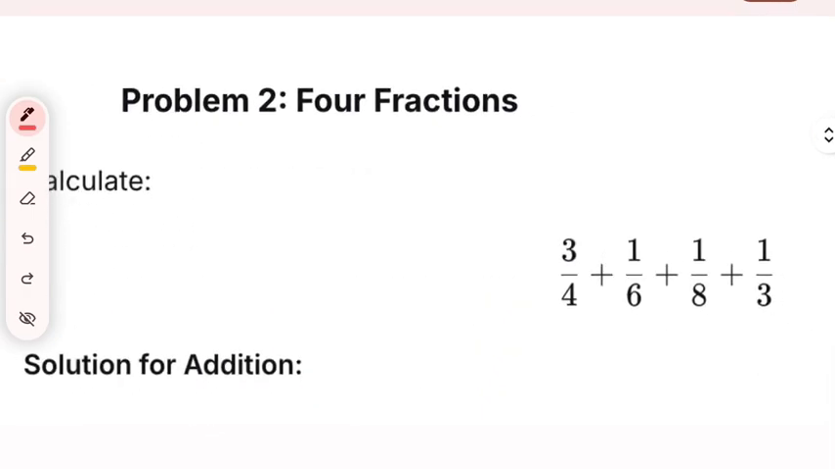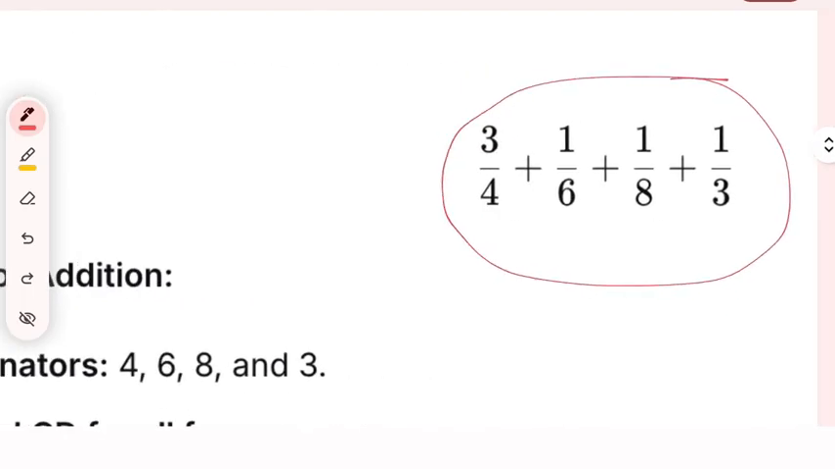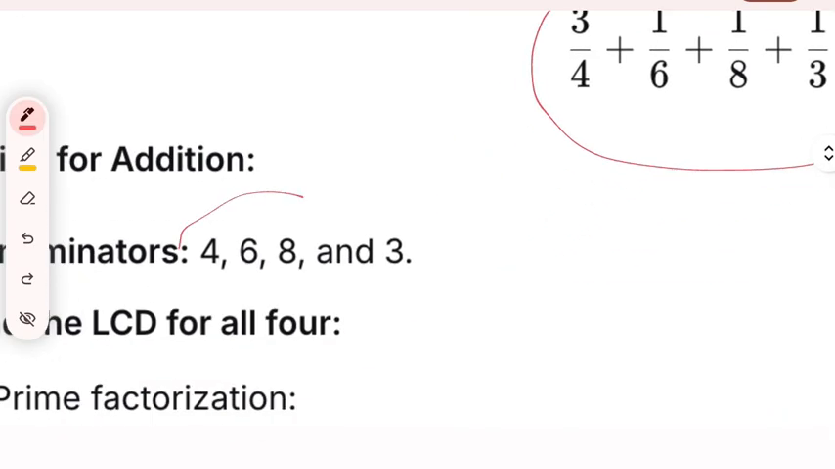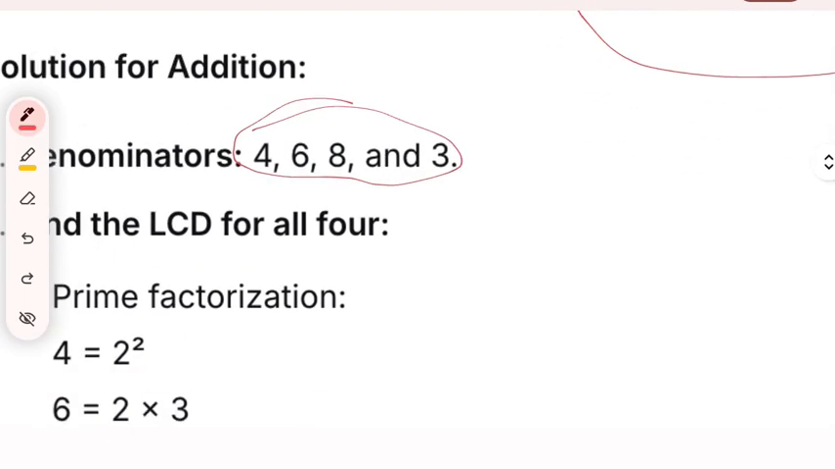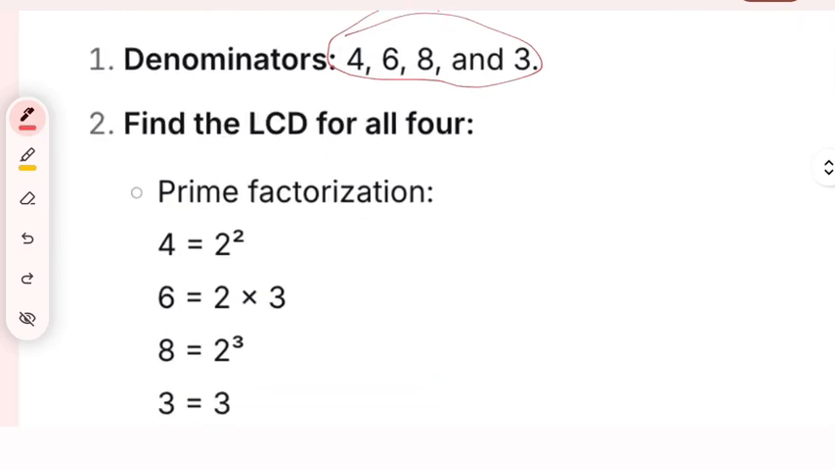Let's try problem 2. This time, instead of 3 fractions, we have 4 fractions. All right, so what we will do again for the 4 fractions, we need to find the LCD, or the least common denominator. So we have here the denominators of the 4 fractions. What do you think is the LCD of 4, 6, 8, and 3?